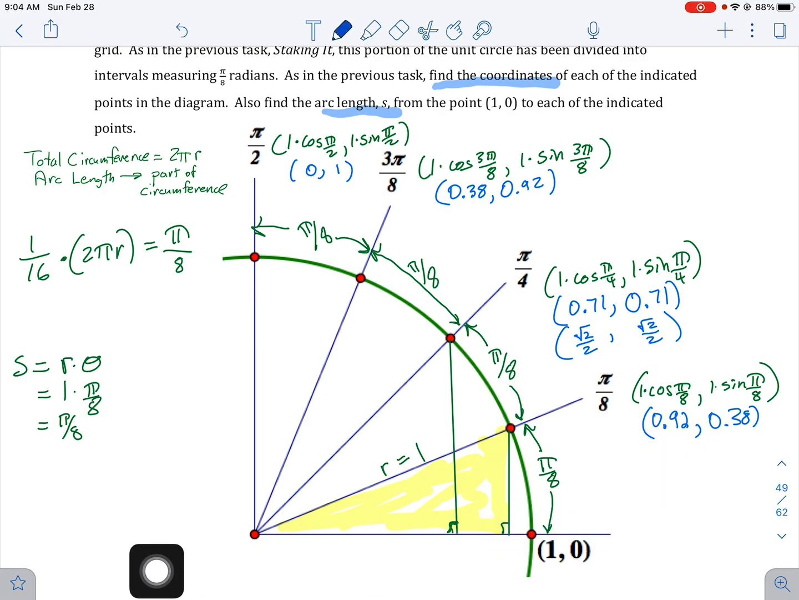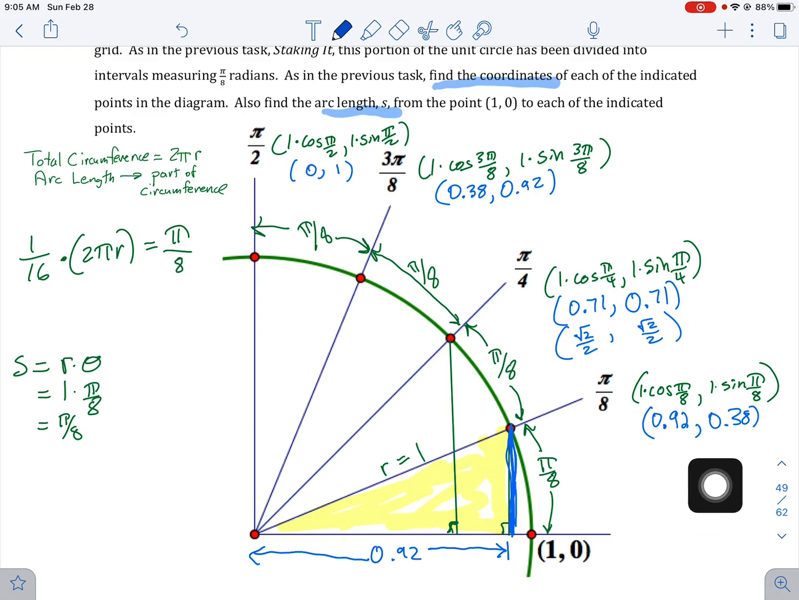That would be this distance right here, 0.92, and that would be from here to here. That is the x value, that's 0.92. To find the y value, which is the height of this triangle right here, you're going to use your sine function. The radius is 1, so it's going to be 1 times the sine of pi over 8, which turns out to be approximately 0.38. So my coordinate point right here is at approximately 0.92, 0.38. That is my pi over 8.